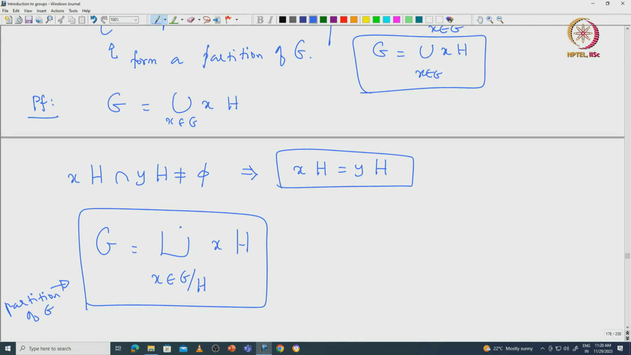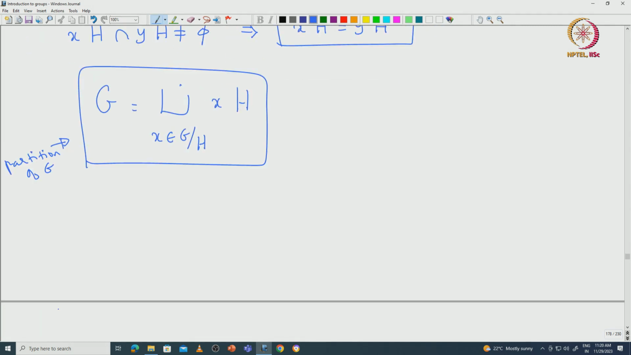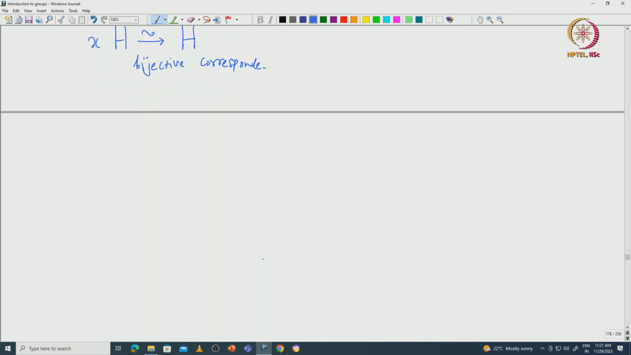Why is that the case? Because if I take any coset XH, we already noticed that it looks like H. So, in more set theoretic language, XH and H are in bijective correspondence. There is a bijective correspondence between XH and H. Now we can state our important theorem, which is called Lagrange's theorem.